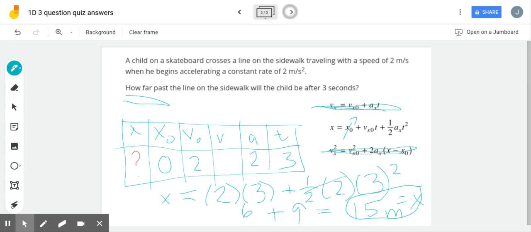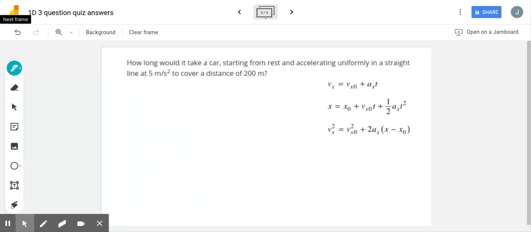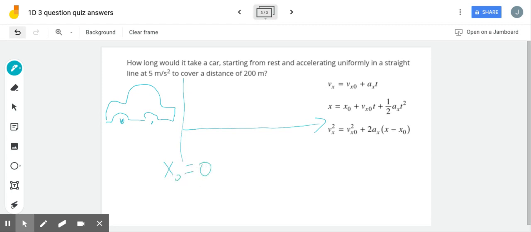All right. Last one. How long would it take a car starting from rest and accelerating uniformly in a straight line at 5 meters per second squared to cover a distance of 200 meters? All right. I think we've already covered how bad I am at drawing cars. I think I drew one on the last video. Okay, here he is. He's going to move this way. Okay, so we'll say this is x naught equals 0. This is the positive direction, and it's going to go to x equals 200.